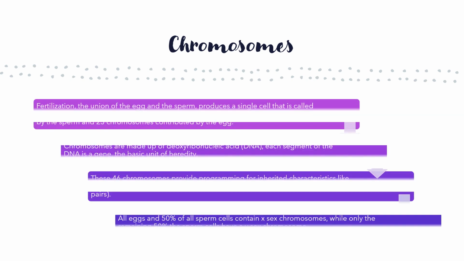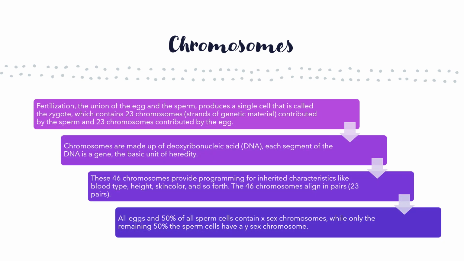Now, like what I mentioned a while ago, the cell division now began. Here we have the term chromosome. Chromosomes are very important because they have a very important function in heredity. It mentions here that fertilization, the union of the egg and the sperm, produces a single cell called the zygote, which contains 23 chromosome strands of genetic material contributed by the sperm and 23 chromosomes contributed by the egg. So once the conception happened, now the fertilization will start.